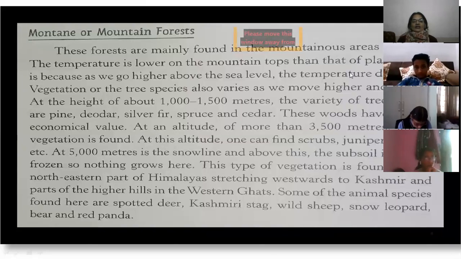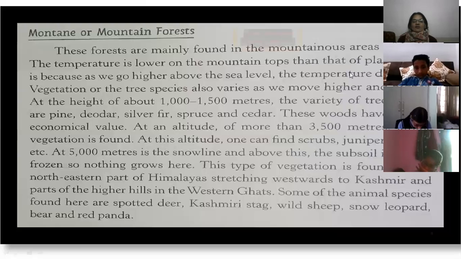So at the mountain, at what height can this vegetation be grown? At 3500 meters height. After that there is the snow line, which is covered with snow. And you all know that nothing can be grown in the snow. This type of vegetation is found in the northeastern part of the Himalayas, stretching westwards to Kashmir, and the parts of higher hills in the Western Ghats.